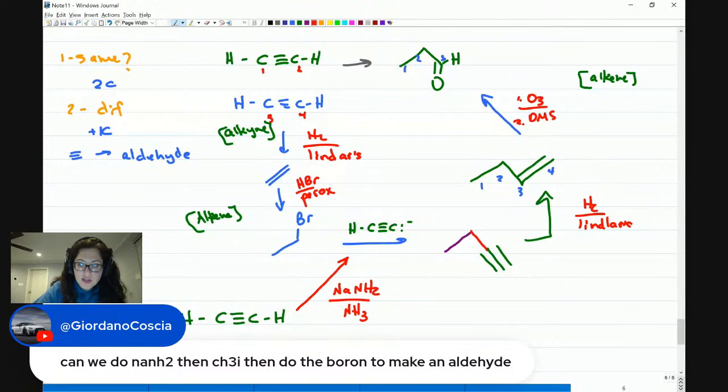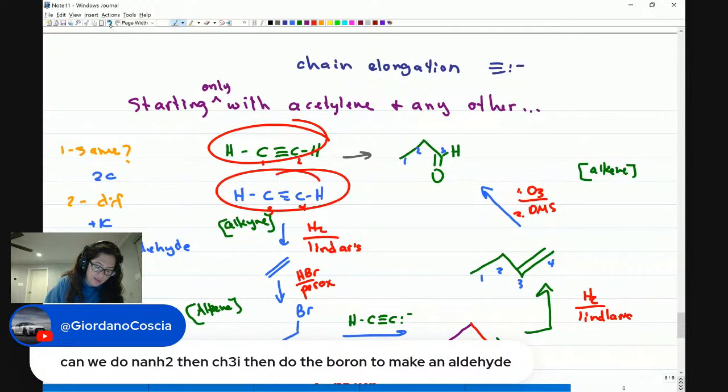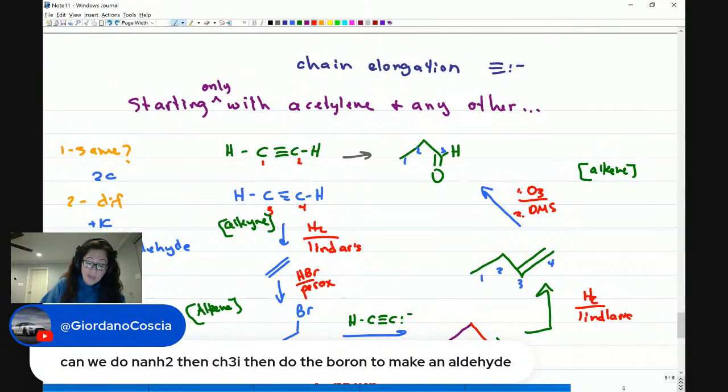Giordano, it is good to see you. And the question is, can we do NaNH2 and CH3I? Okay, that would be allowed, except after I wrote the problem, I said, you know what, let's make it harder, only with acetylide. So we can't use anything else as the source of carbon, meaning you're forced to use a 2-carbon molecule and a 2-carbon molecule, making life so much harder for everyone. If your professor gives you this problem but it's acetylene and anything else, then yeah, that's pretty easy. Deprotonate, CH3I SN2 reaction, and turn it into an aldehyde. Absolutely.